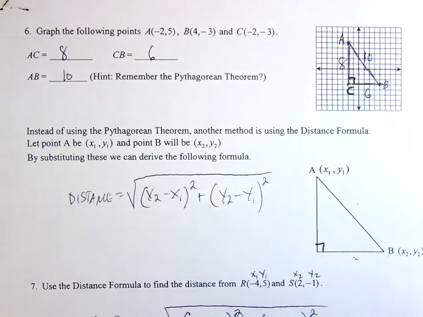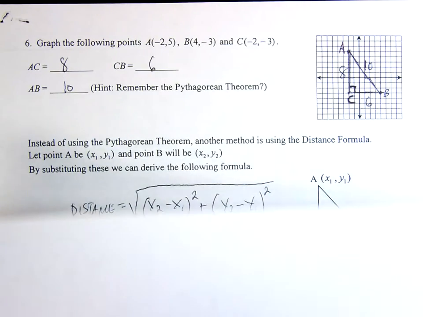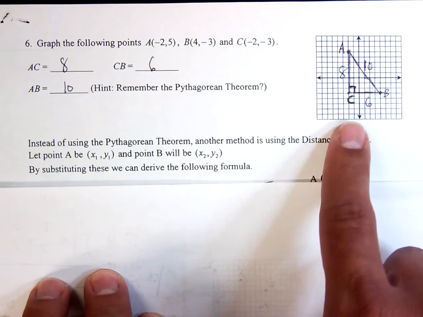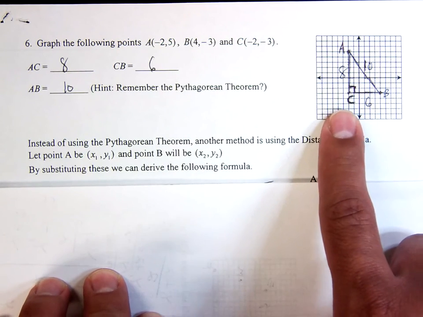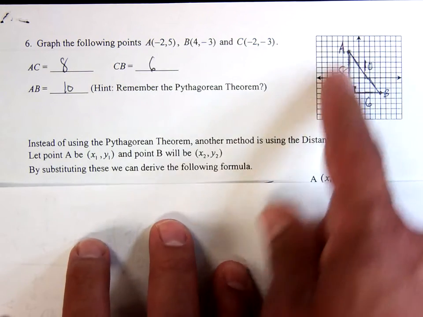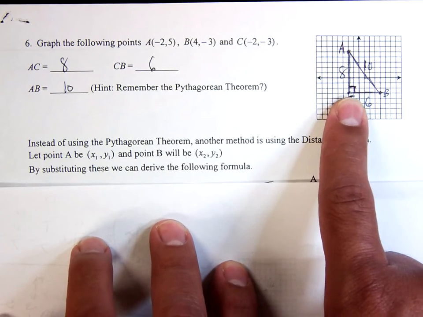Alright, I already have this one worked out for you, and I'll show you where stuff is coming from. So it told me to plot the points. I plotted A at (-2, 5). I plotted B, which is (4, -3), and I plotted C, which is at (-2, -3). I've already drawn the lines connecting them, so I see a nice triangle there, and hopefully we see that it's going to be a right triangle.